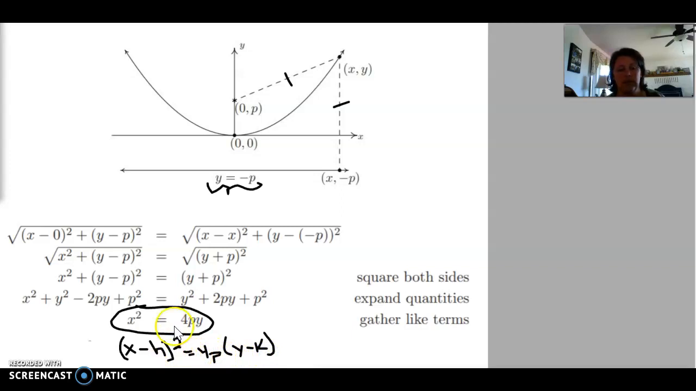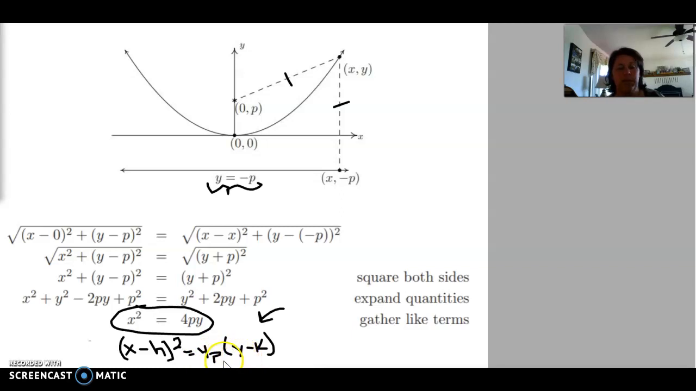I want you to notice that this opens up. In this case, our y terms are closest to the p value, and they're not squared, so that is where it's going to open. If p was negative, it would open down. P is positive, so it opens up.